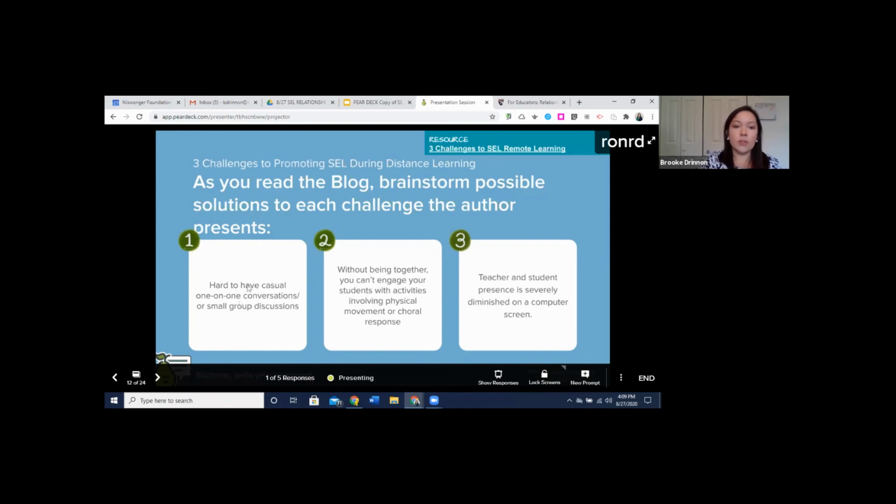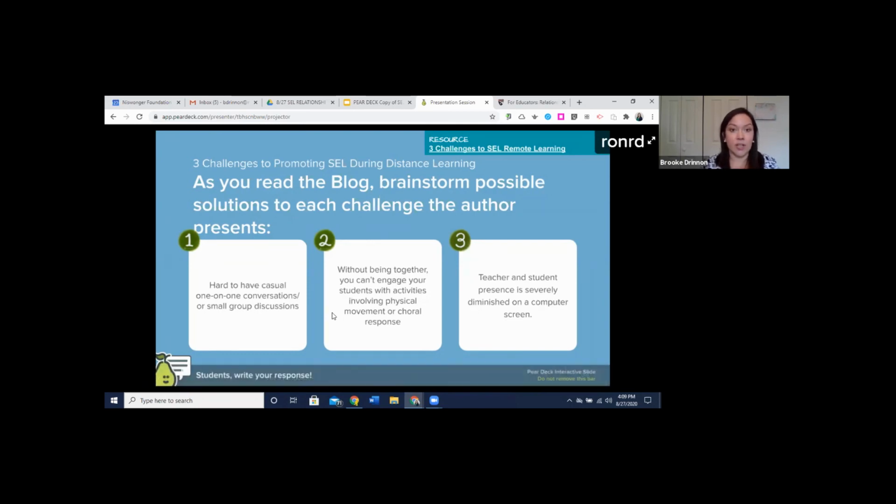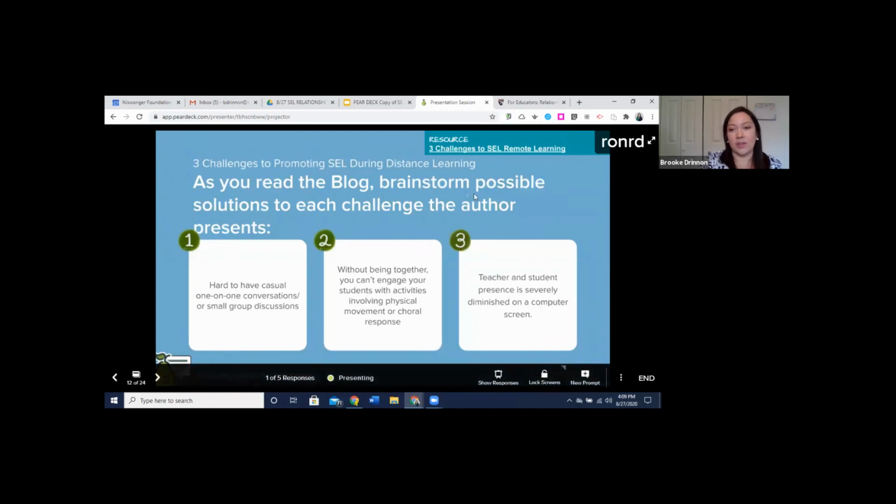What we'll do now is take some time to read over the blog and look at those challenges and the possible solutions. But I'd also like you to brainstorm some solutions that are working for you right now that you could share with others. And then we'll add those as a response when we're finished.